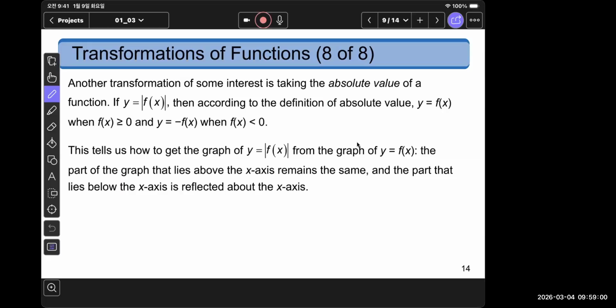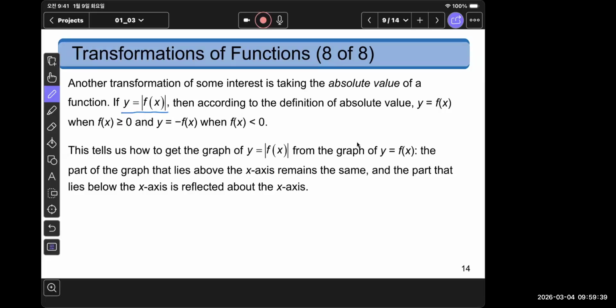Sometimes we can take the absolute value of a function. So if you consider this function, y is defined by the absolute value of some function f of x, then as we know, the absolute function will give you non-negative values. So whatever you have inside this vertical line, if the value is non-negative, you get the original value as it is. But if the value is negative, then you need to convert it to a positive value by multiplying by -1.